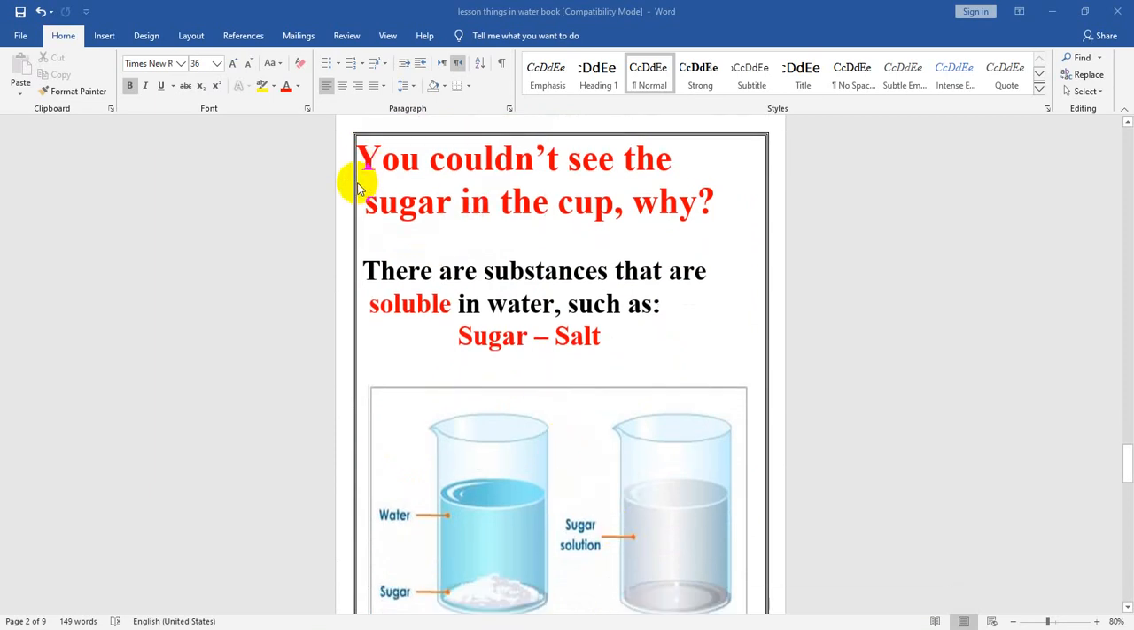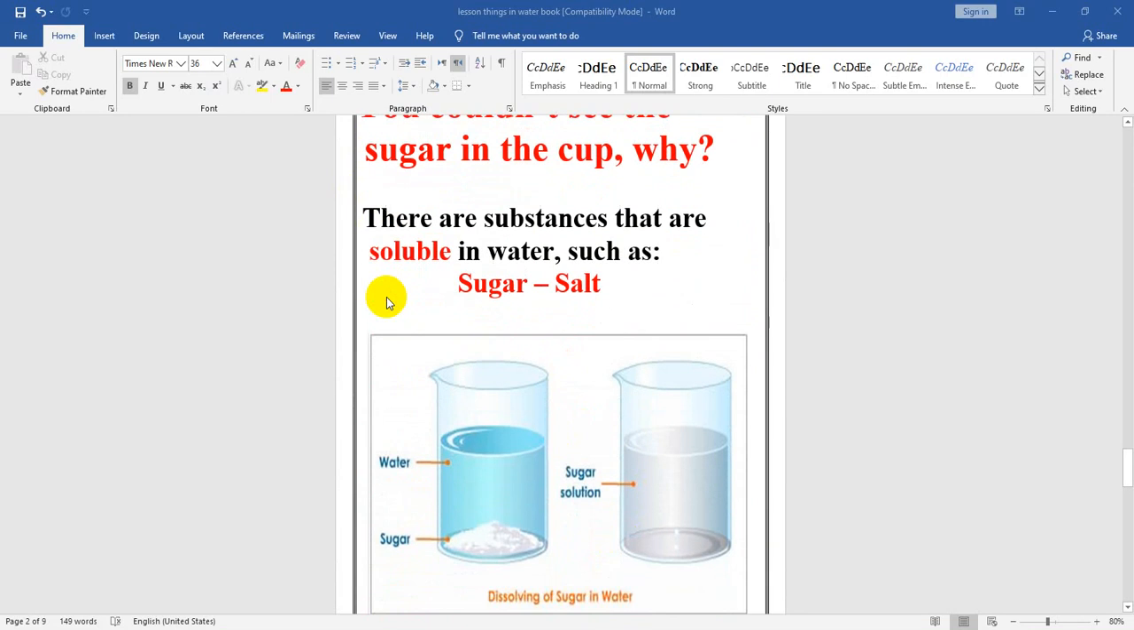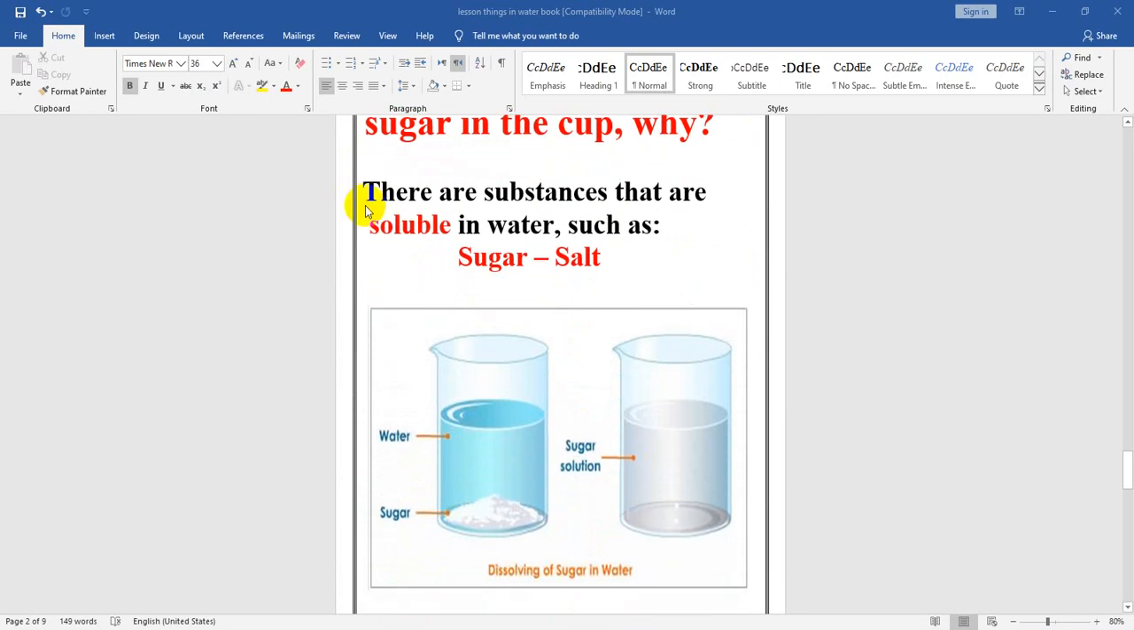The second point in our lesson: you couldn't see the sugar in the cup. Why? There are substances that are soluble in water. Soluble means dissolve. Soluble means dissolve in water, such as sugar and salt.